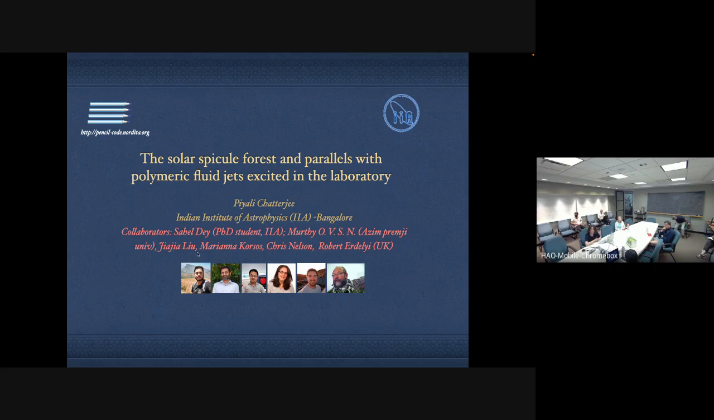Here is the team that was involved in this work. So Shoaib is my PhD student, and there are all the other people here, except for Murthy here, who is a condensed matter experimentalist. All of us are solar physicists. So Murthy is basically responsible for the laboratory experiments on polymeric fluid jets, and we would like to establish this new connection between spicular jets and polymeric fluids in the laboratory.